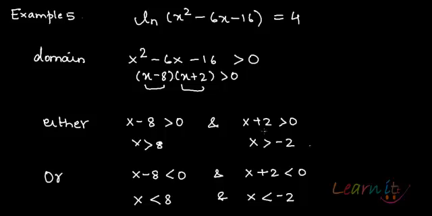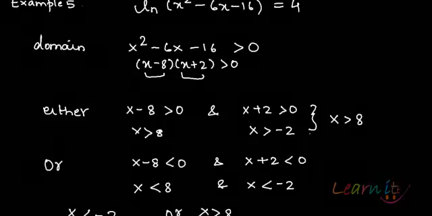Now, both are strictly greater than 0 means x − 8 is strictly greater than 0 and x + 2 is strictly greater than 0, which would mean that x is strictly greater than 8 and x is strictly greater than −2. And from here, if I take x strictly greater than 8, then the other condition is satisfied, right? x is strictly greater than −2.